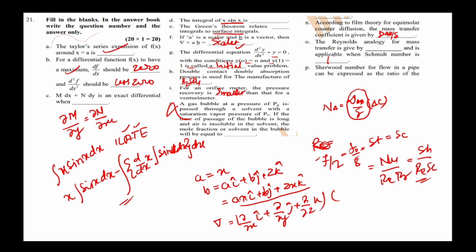This is Reynolds analogy. Sherwood number of flow in a pipe can be expressed as the ratio of concentration gradient at surface to overall concentration gradient. Similarly, Nusselt number can be related to Sherwood number with the analogy.